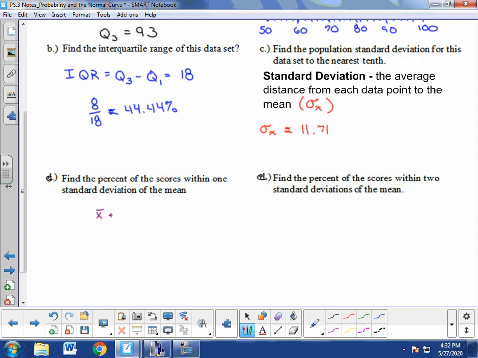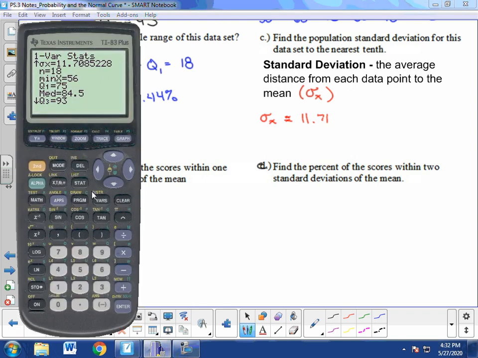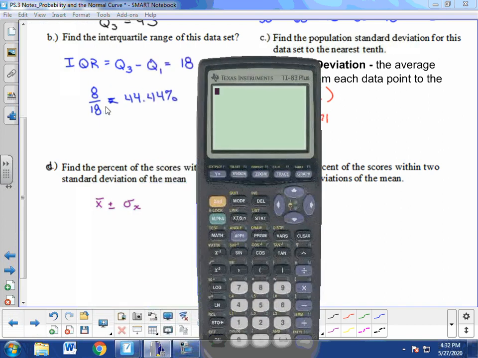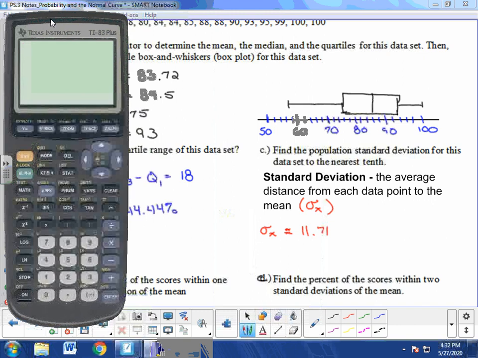So basically what we want to find is, for D, the percent of scores within 1 standard deviation of the mean. So we would take x bar and add and subtract the standard deviation. Take the mean and add and subtract this value. So what this gives us is an upper bound, essentially, and a lower bound. So if I do this, I'm going to get 2 numbers, and I can go ahead and do this in my calculator. So let's clear that out. And let me go ahead and pull in our mean number, which we rounded. Let's use this rounded number for right now, 83.72, and then add 11.71.